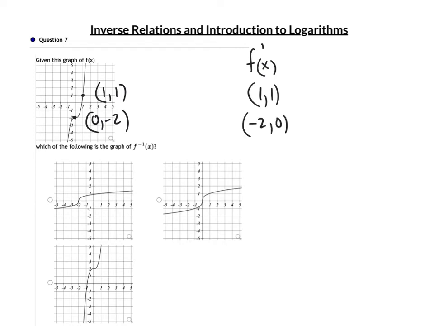And of course, you can pick some other points. But look down below here. It's going to have to hit -2, 0. Well, the only one that does that is this one right here. It also has to hit 1, 1, which is that one. Hey, you found it.